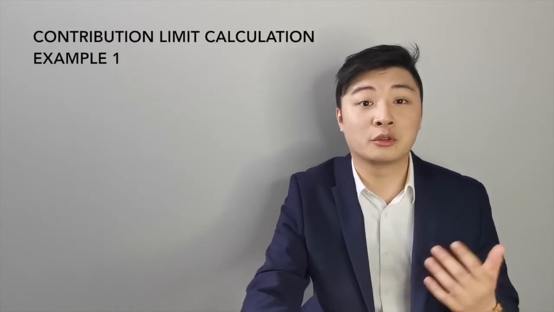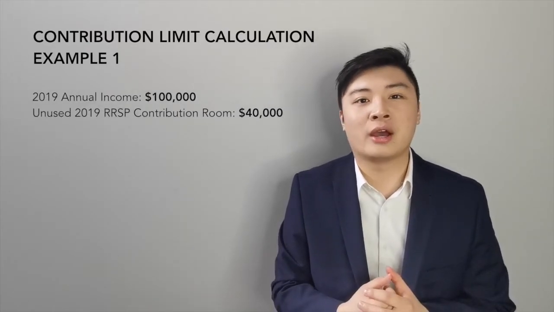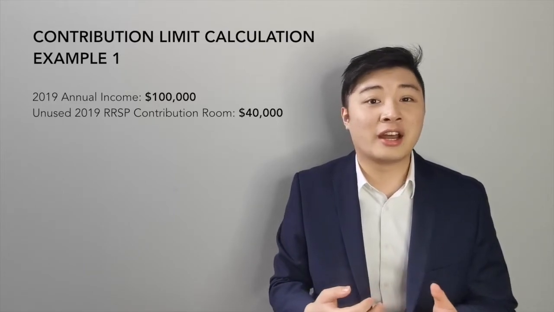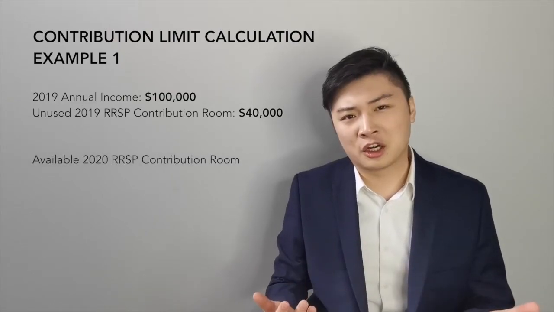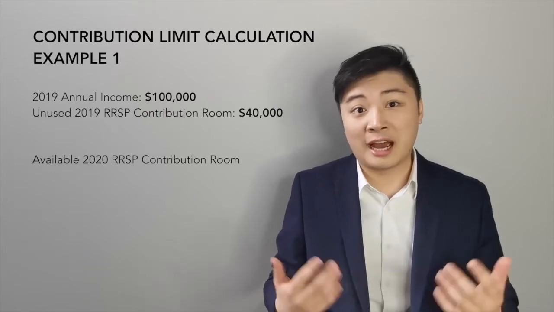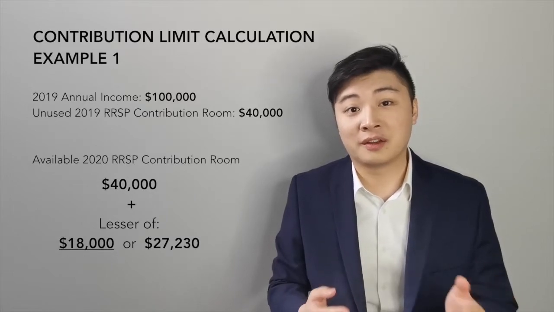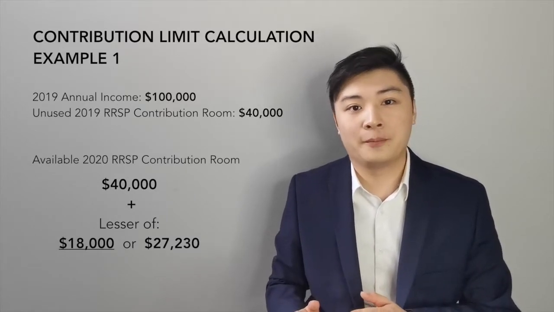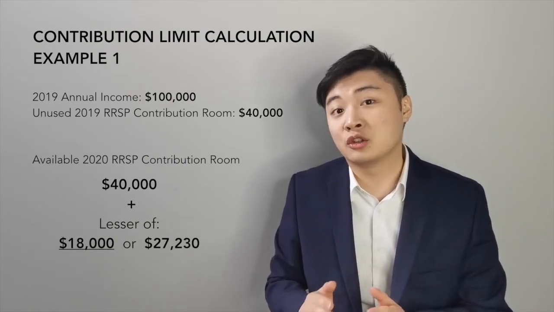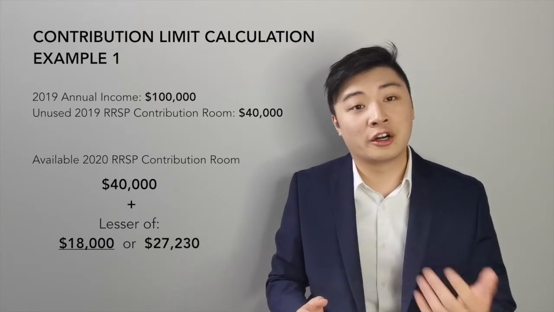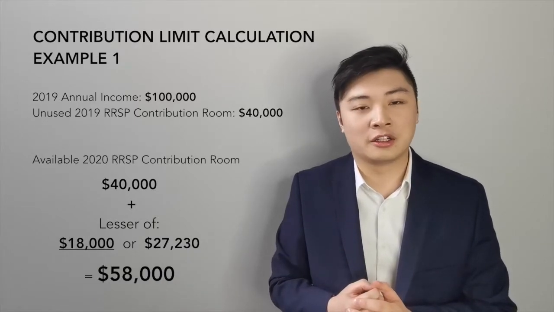First off, we're going to go through an example of how to calculate your RRSP contribution limit. Let's take, for example, in 2019, you had $100,000 annual income, and you had an unused RRSP contribution room of $40,000. So what is the available RRSP contribution room in 2020? To calculate this, you would take the $40,000 unused plus the lesser of 18% times $100,000, which is $18,000, or 2020's current year limit, which is $27,230. So in other words, your RRSP contribution room would be $40,000 plus $18,000, which equals $58,000 RRSP contribution room.